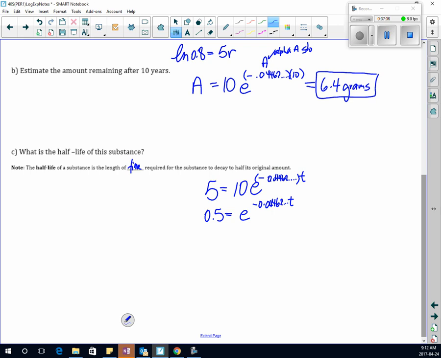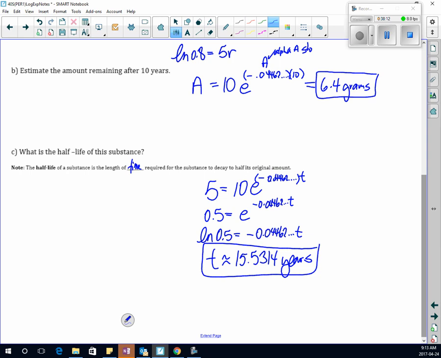So now I'm going to ln both sides. Why am I lning? Because there's a base e, yes? So ln of 0.5 equals negative 0.04462 blah, blah, blah t. So again, I have my alpha A in there, right? Use the alpha A. So T is going to be approximately 15.5314, and that's going to be years. Why? Because it said it was years in the question.